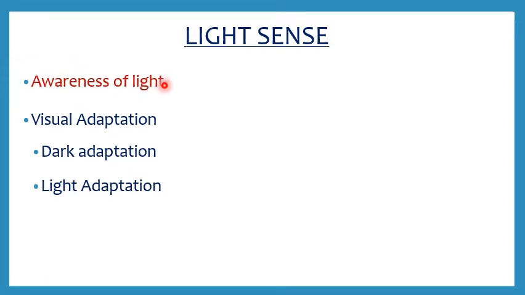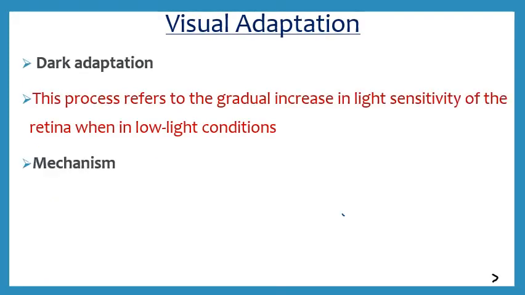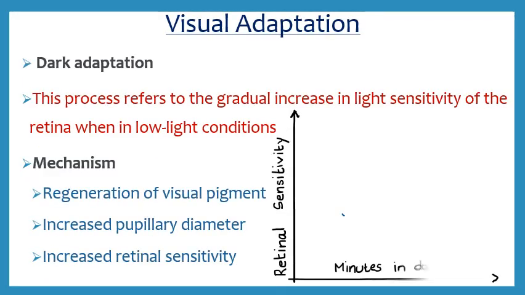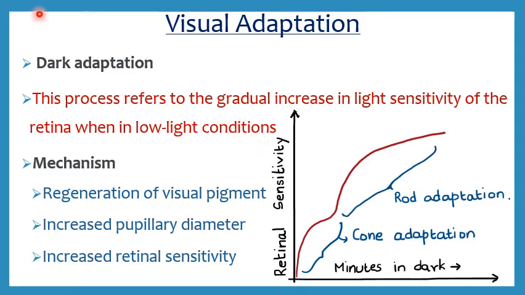Our eyes have got the ability to adjust the amount of light that should reach the retina as well as the cortex. How? Two basic mechanisms demonstrate this: visual adaptation. There are two types of visual adaptation, dark adaptation as well as light adaptation. What is meant by dark adaptation? Dark adaptation is a process that refers to the gradual increase in light sensitivity of the retina when in low light conditions.